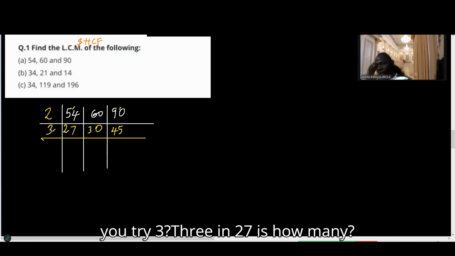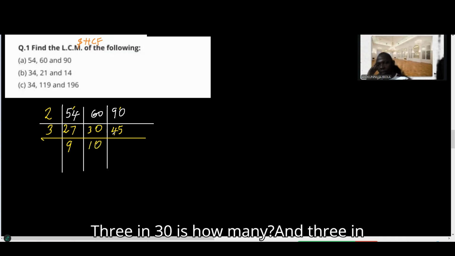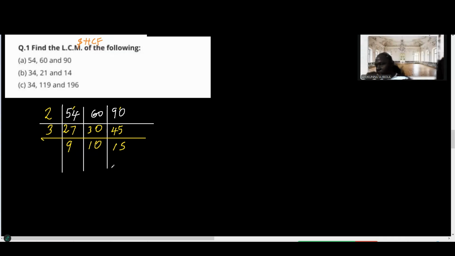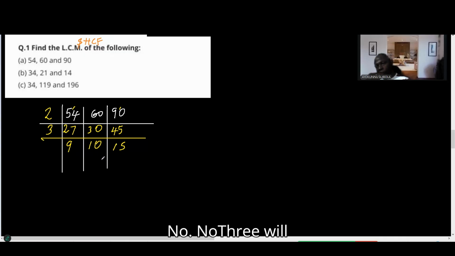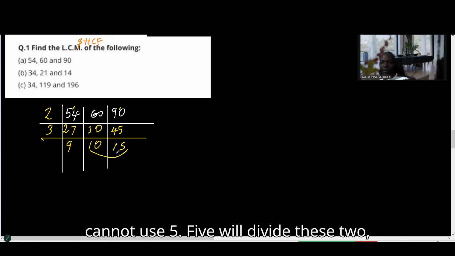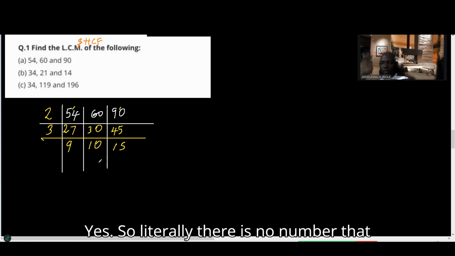So can you try three? Three in 27 is how many? Three in 30 is how many? Three in 45 is how many? 15. Can we still use three? No. Three will divide this, but will it divide 10? No. We cannot use five. Five will divide this too, but it will not divide nine. Is that clear? Yes. So literally, there is no number that we can use.